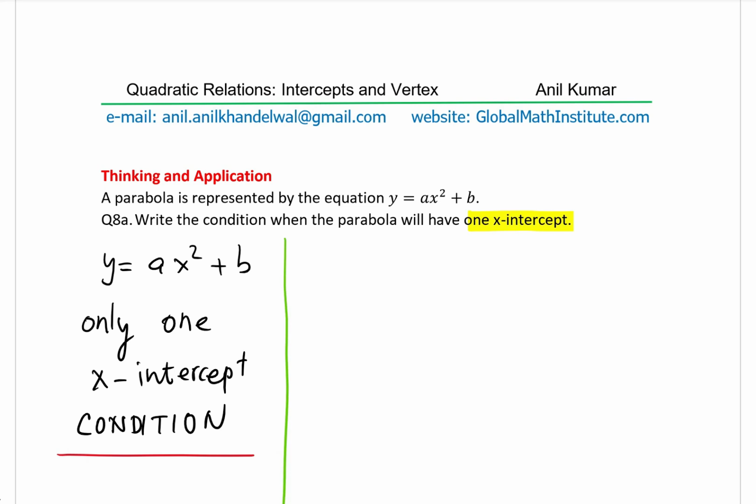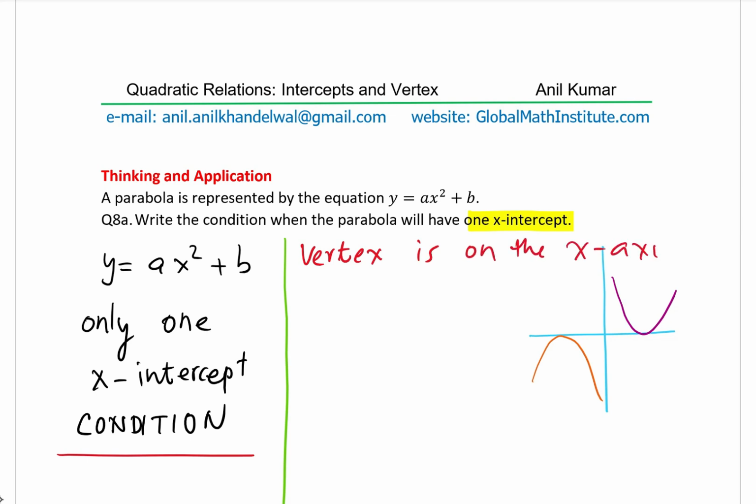Okay, so provide the condition. Here is a hint. We have one x-intercept if either the parabola is opening upwards from the axis, or you could have something like this. So these are two different situations. So basically, one means vertex is on the x-axis. That is the condition. Is that clear to you? So the vertex should be on the x-axis. Then you have only one x-intercept.